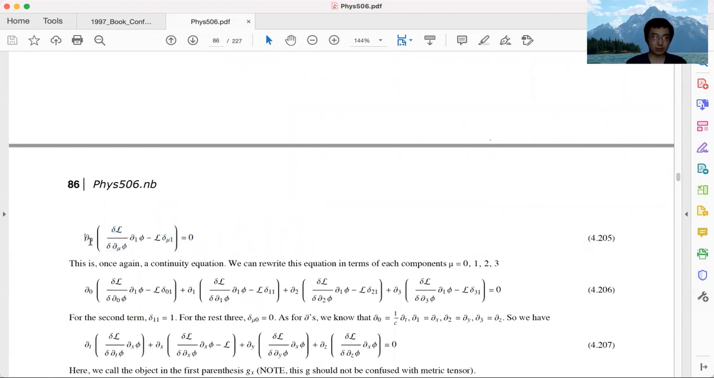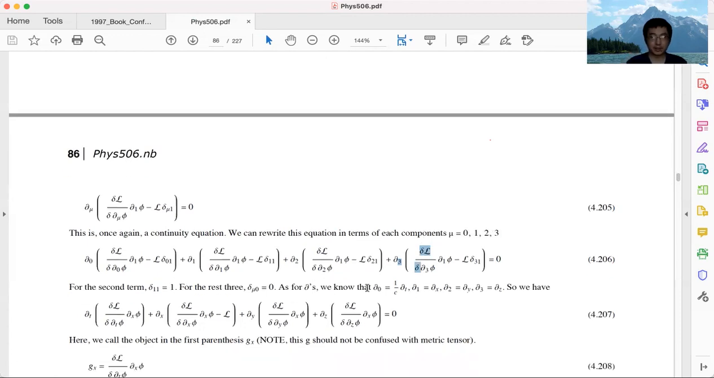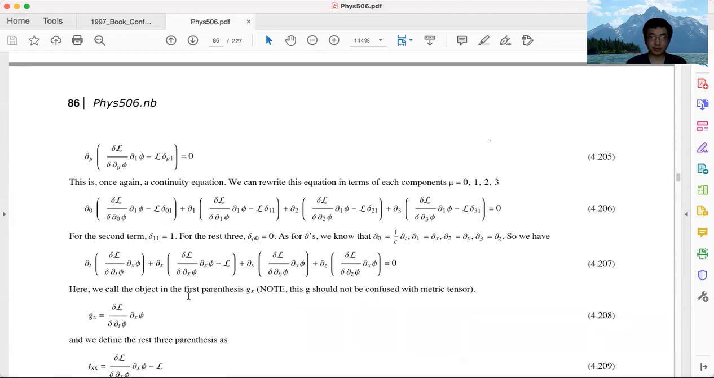Again, we have the mu and the mu. We have a repeating index. According to Einstein's convention, we should sum over mu. So mu both being 0, mu both being 1, mu both being 2, mu both being 3, and we sum over all of them. And again, we replace partial 0 with 1 over c partial t. Partial 1, partial 2, partial 3 are just partial x, partial y, partial z. We do the same construction as what we did in the previous section. Then we got this formula.